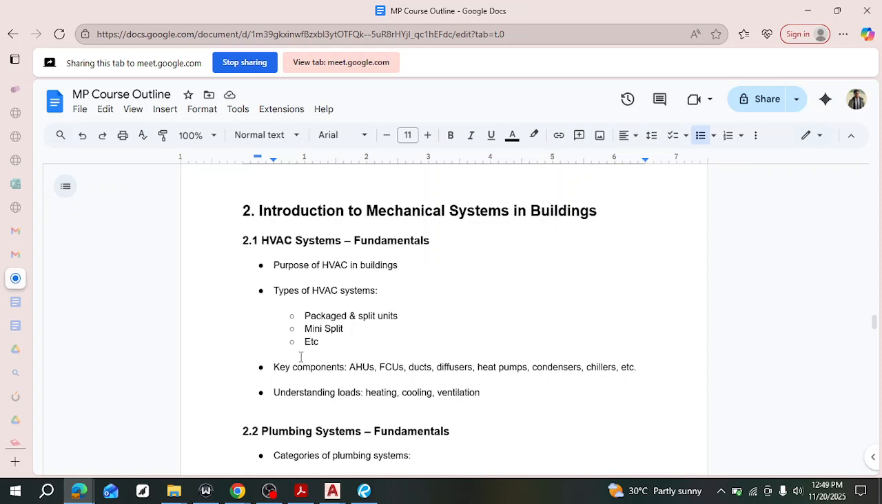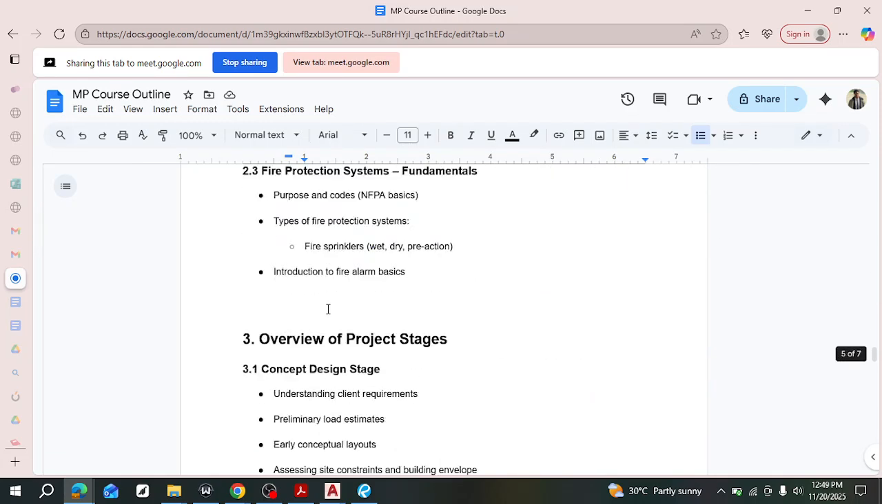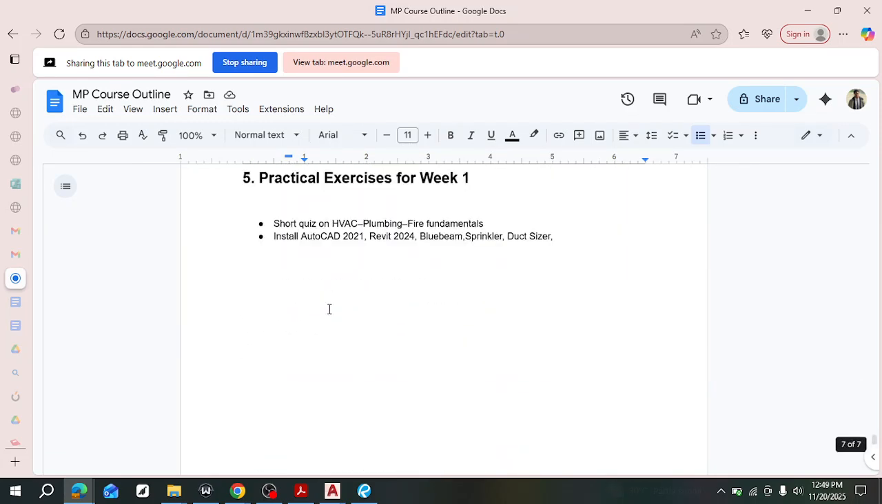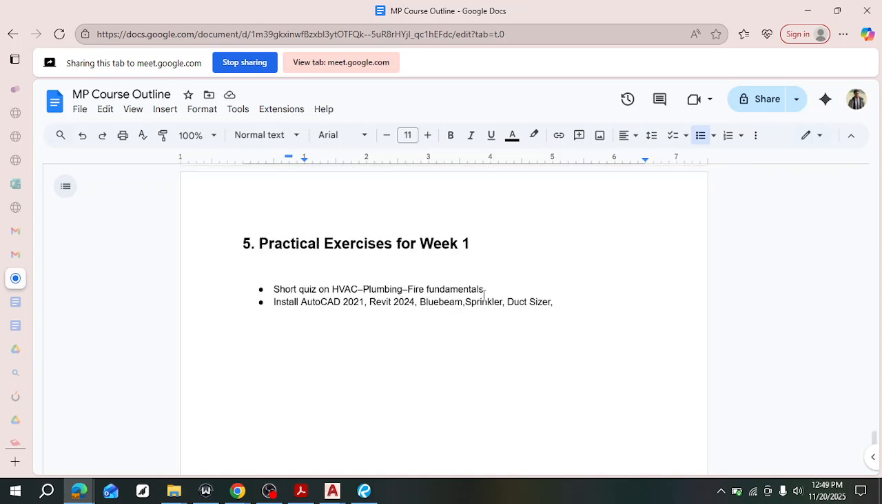Now, two of the systems we'll really dwell on are packaged and split units. I will need you to read up on these two, the difference between them. I'll just give you an overview. So this is your first assignment.